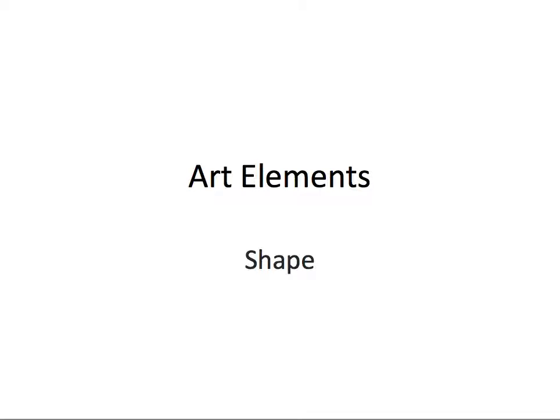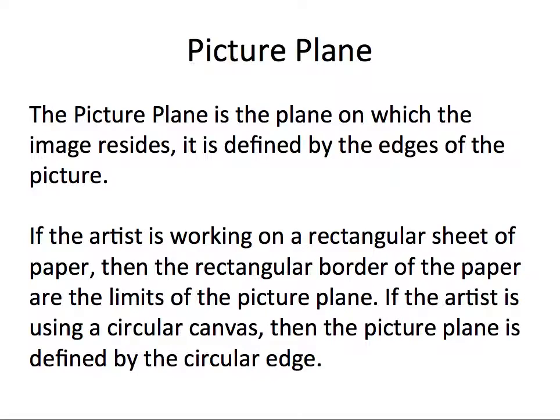Alright, so let's move on to our second art element, which is the art element of shape. Now, before we get into shape too much, there's a term that I want us to know. This term is called picture plane. As you can see, it's at the top of the screen, and its definition is underneath it. Basically, our picture plane is a plane on which the image resides. It is defined by the edges of the picture.